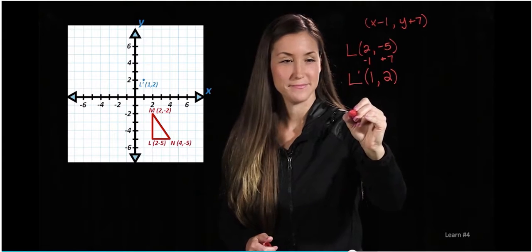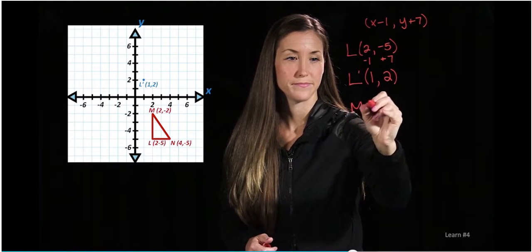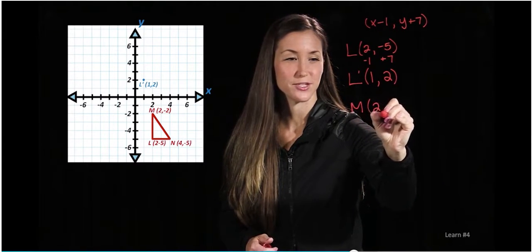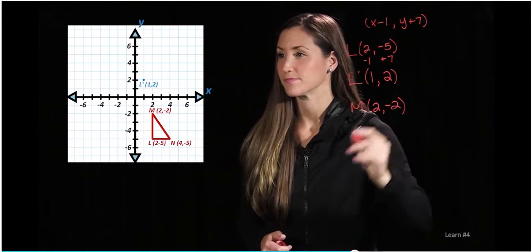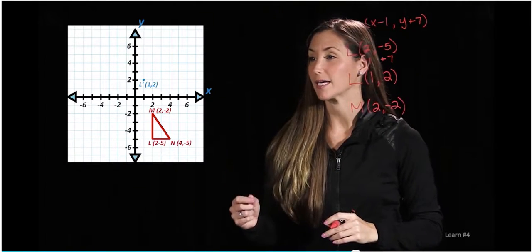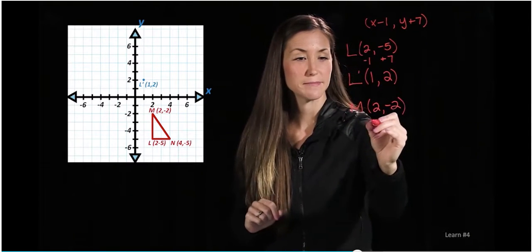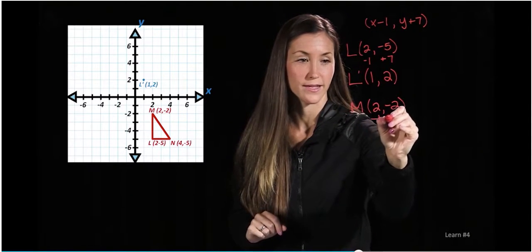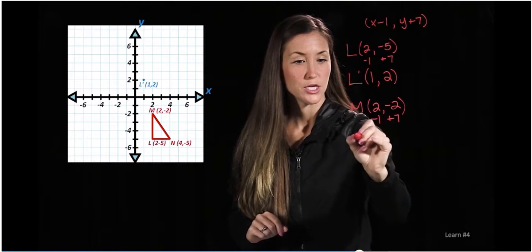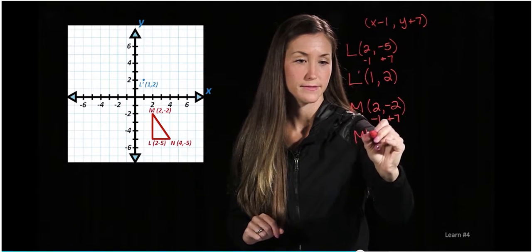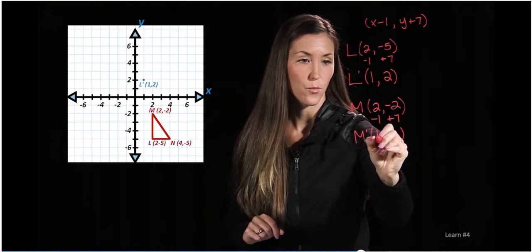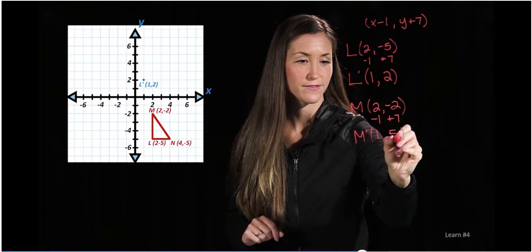Let's see M. M is 2, negative 2. So 2, negative 2, I can move left 1 and up 7. I'm subtracting 1, that's left 1, and positive 7. So my M prime is 1, 5.